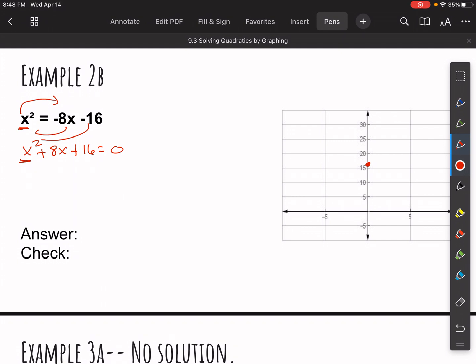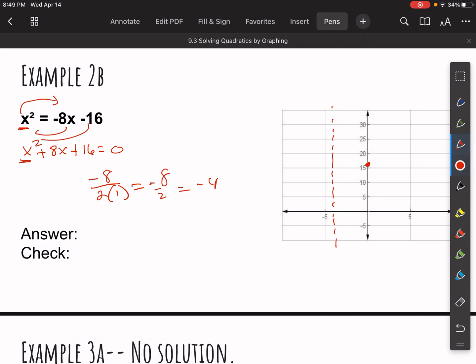So that would be -8 over 2 times 1, which is equal to -8 over 2, which is equal to -4. So at -4, I have symmetry, somewhere in there. Okay, and then I'm going to plug that back in. If I plug that back in, let's see what happens.